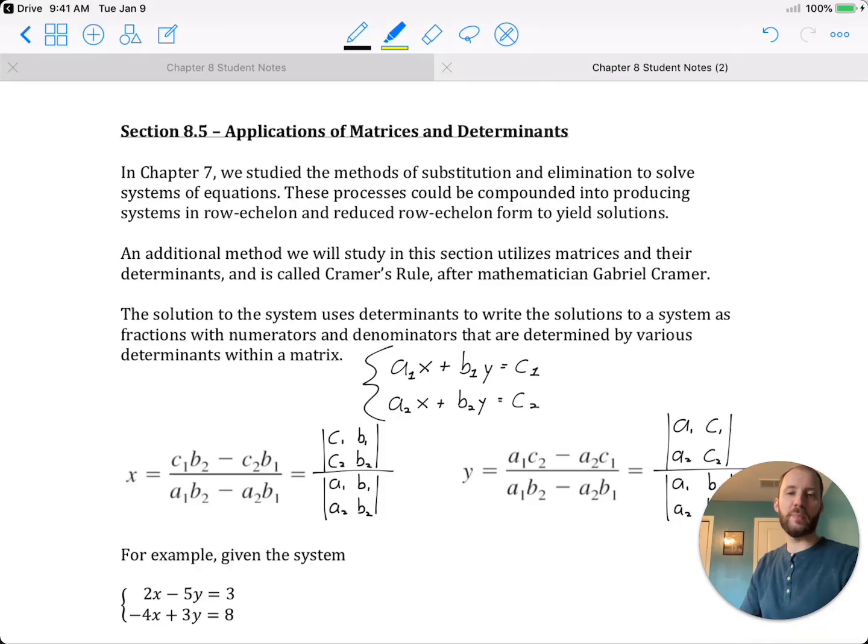This is section 8.5, application of matrices and determinants. In chapter 7, we looked at systems of equations, solving them through substitution and elimination, eventually putting them together into solving systems of equations with matrices and row and reduced echelon form. One more method that uses determinants to solve systems of equations is Cramer's rule.